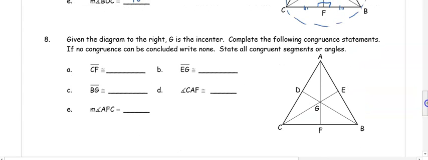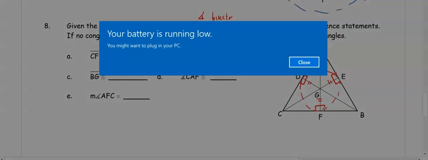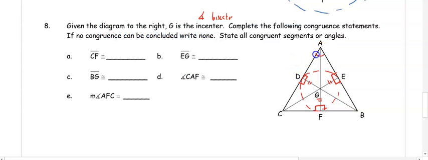In number 8, G is an incenter, which means it's formed by the angle bisectors. So when we label our triangle, we know that the circle is inside the triangle. So these 3 segments are congruent. A property that we'll learn later on is that these are going to be right angles because those lines are intersecting the side and the angles are bisected.